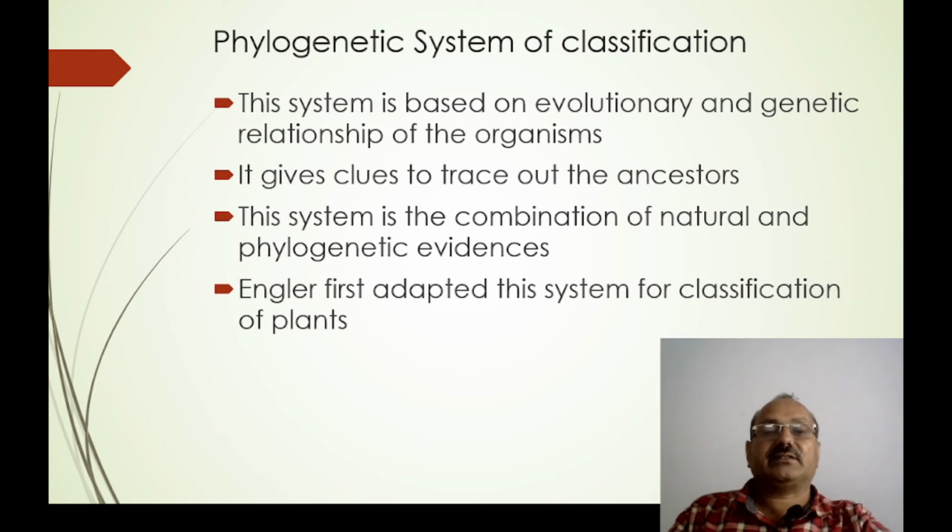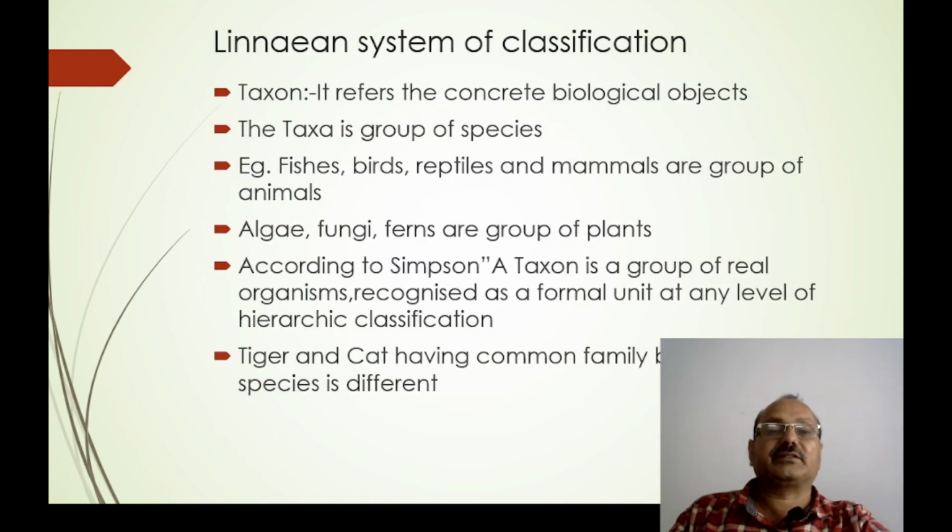The next system of classification is called the phylogenetic system of classification. This system is based on the evolutionary and genetic relationship of the organisms. It gives clues to trace out the ancestors. This system is a combination of natural and phylogenetic evidences. Engler first adopted this system of classification for plants. Then Linnaeus developed a new system of classification called the Linnaean system of classification.